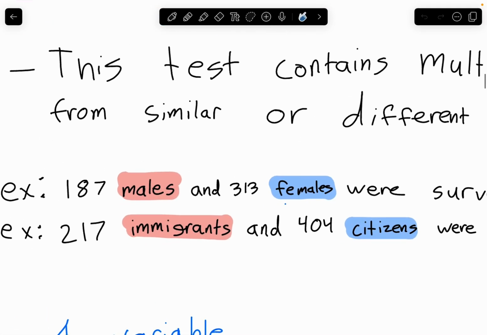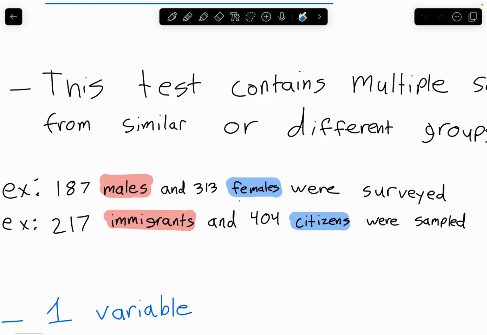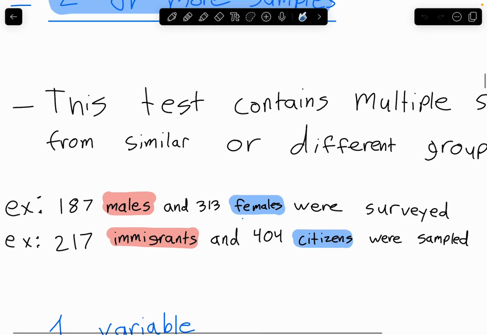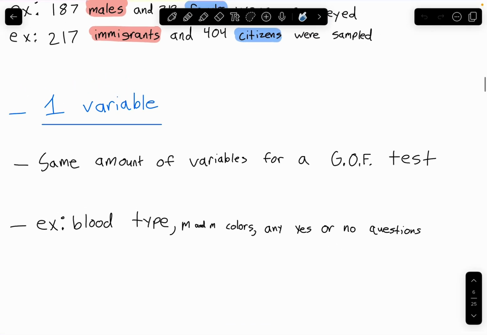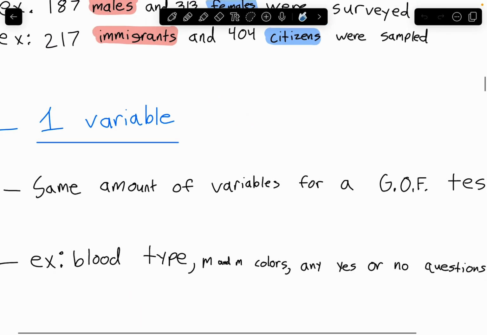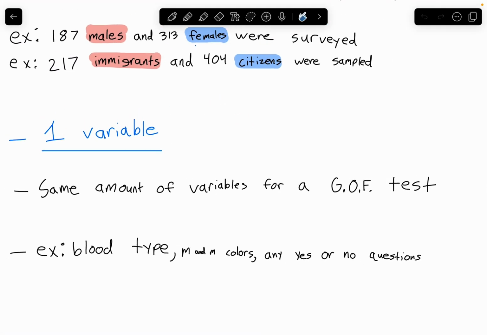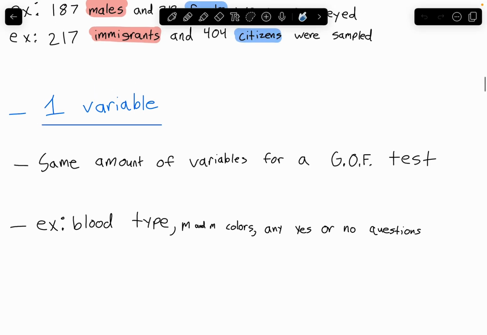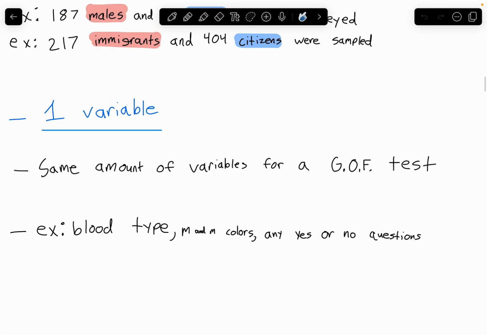I'll put some examples down here, like 187 males and 313 females were surveyed, or another example would be like 217 immigrants and 404 citizens were sampled. You can clearly see how these are two different groups being sampled because there's a different number. And this is the same as a goodness of fit test since there's one variable being implemented. So the same amount of variables as a goodness of fit test. Example, blood type, M&M colors, what I went through above.